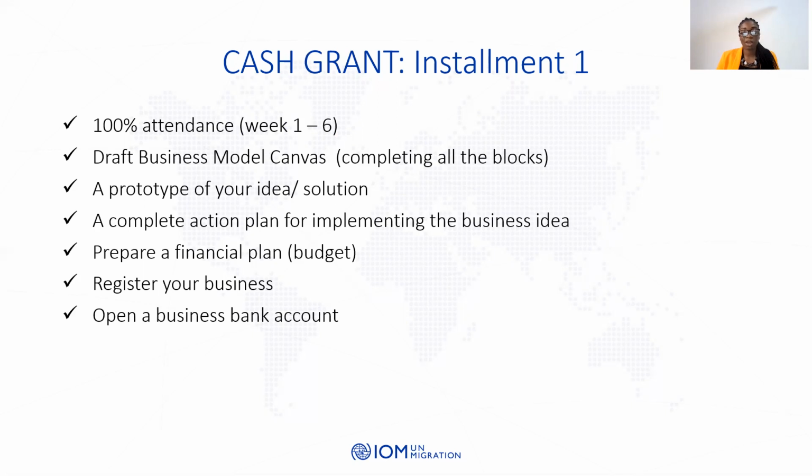Also, as part of this package, you need to have prepared your financial plan, your budget. So this budget has to be in line with the value for the first installment. So you need to have a budget to say, once I receive this grant, once I receive the first installment, this is what the money will be spent on. And this has to be stipulated in your financial plan. So you need to list out everything that you will be spending the money on.